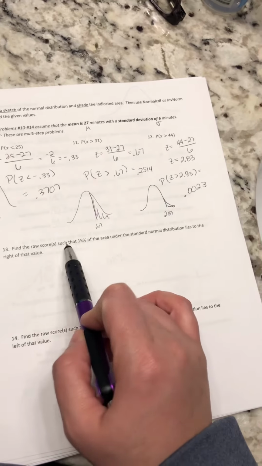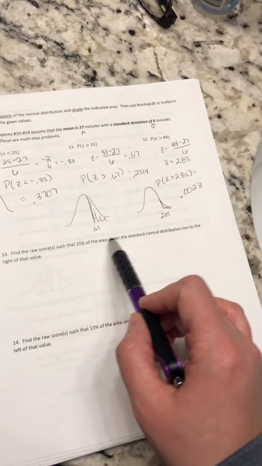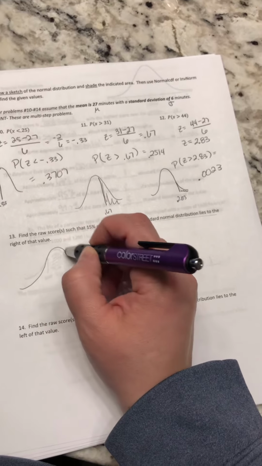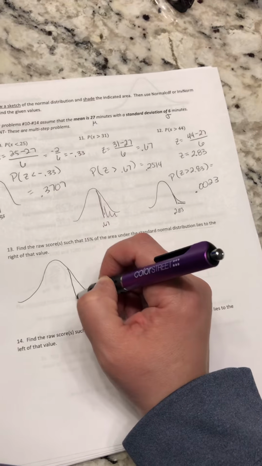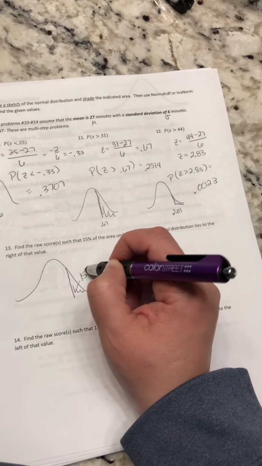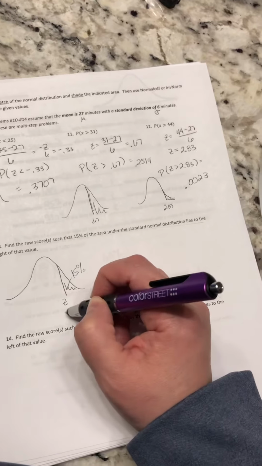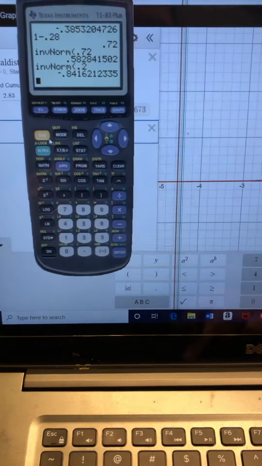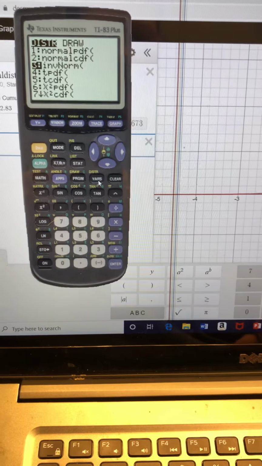But anyways, find the raw score such that 15% of the area lies to the right of that value. So we want to know what is the raw score so that 15% is to the right. So we want to know what's Z and then what's X. So to get Z first, you can run that program again, or you can do inverse norm on the calculator.